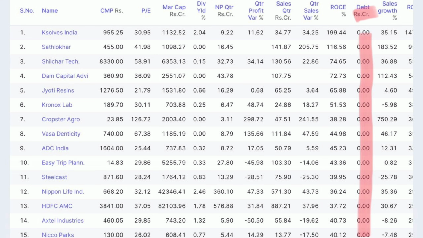These are a few companies with zero debt. In simple words, these are called debt-free companies. A debt-free company is said to be an independent company, completely self-reliant without carrying any outstanding loans.